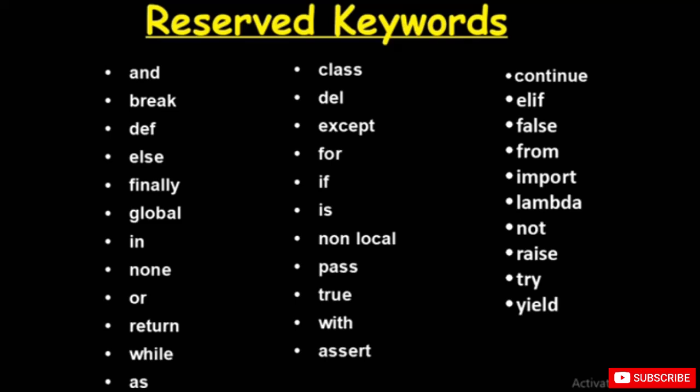So these are the 33 reserved keywords for Python: and, break, def, else, finally, global, in, nonlocal, or, return, while, as, class, del, except, for, if, is, pass, with, assert, continue, elif, False, from, import, lambda, not, raise, try, yield.